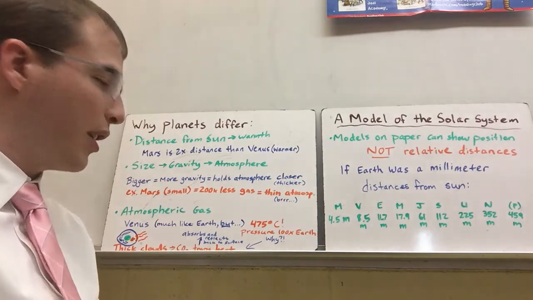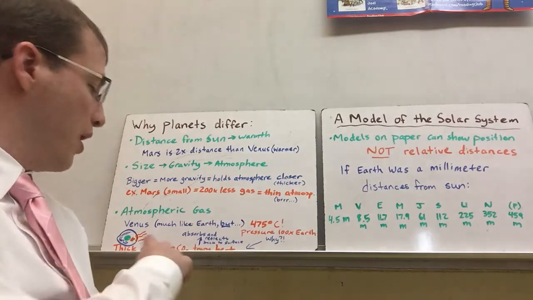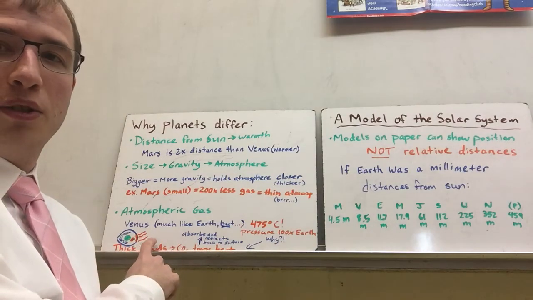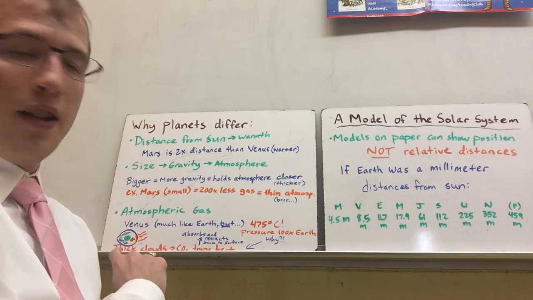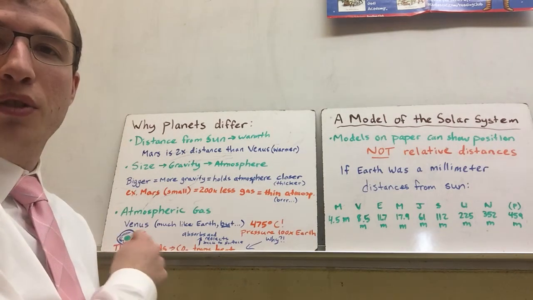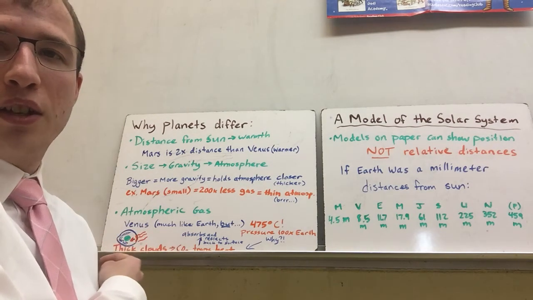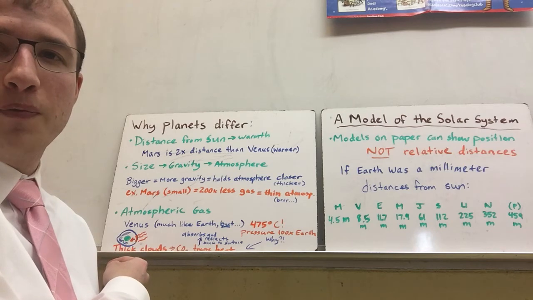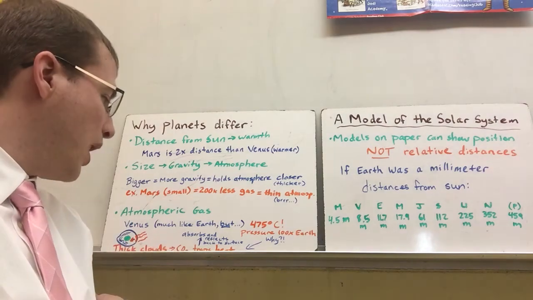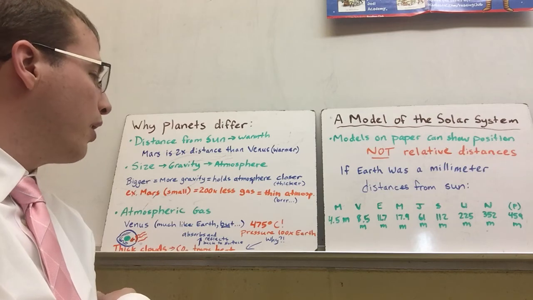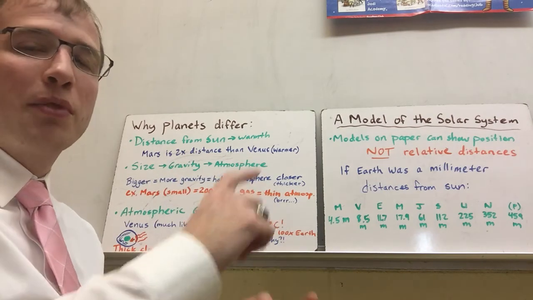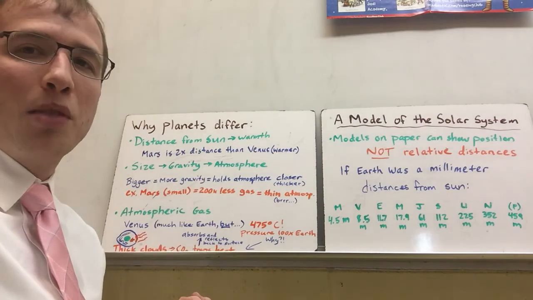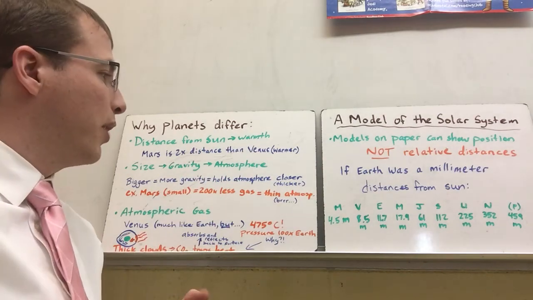Well, the carbon dioxide is going to absorb the heat. That's what this little picture is here. So it's absorbing the heat into the atmosphere, that blue line there, and then it's going to reflect that heat back to the surface of Venus. Okay, so it becomes really, really hot. So these are just some of the reasons why the planets differ. Sometimes size, sometimes the makeup of its atmosphere, and whatnot.